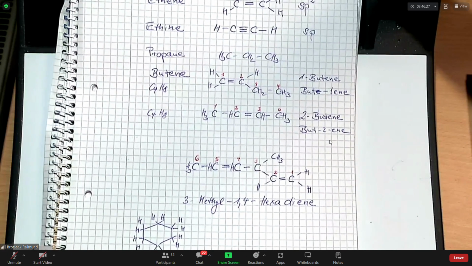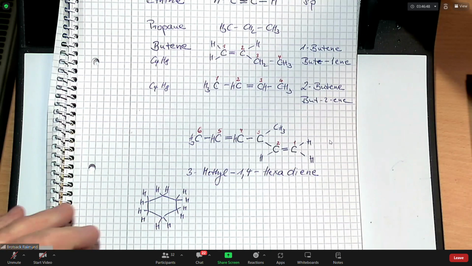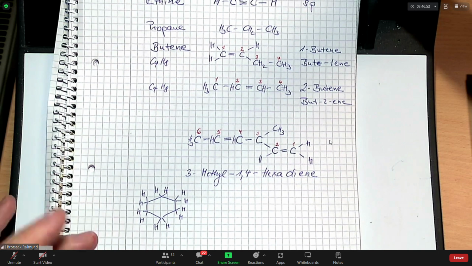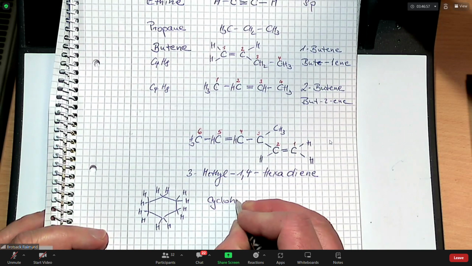There is no double bond in that case. We count the carbons at the cross points: 1, 2, 3, 4, 5, 6. The name is cyclohexane.